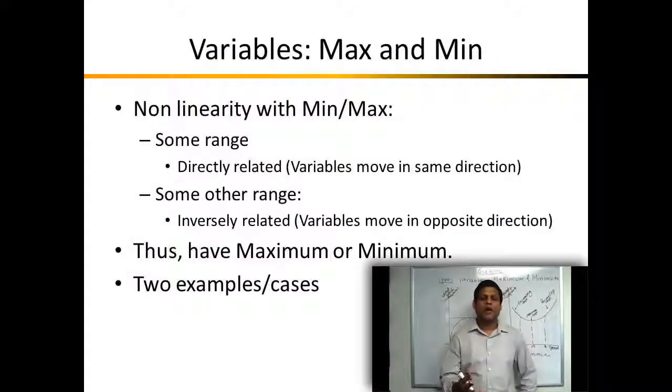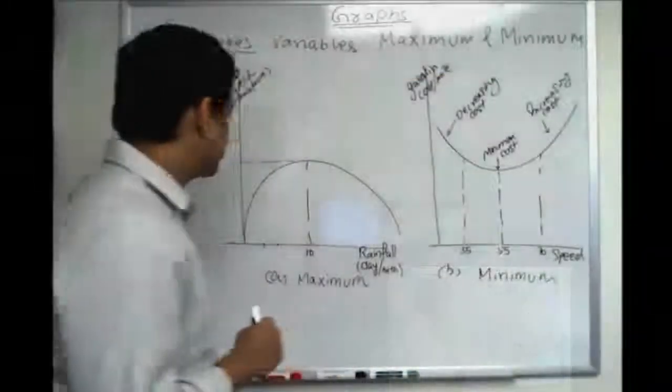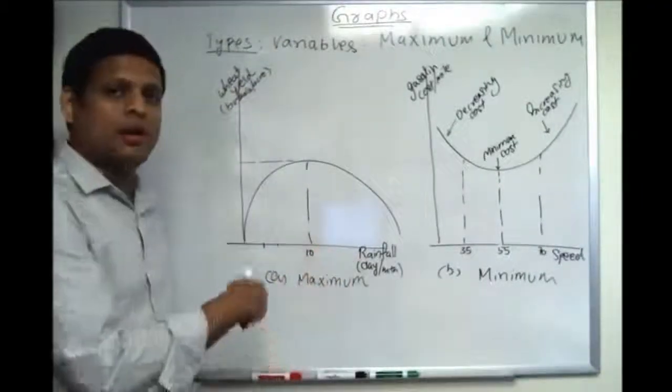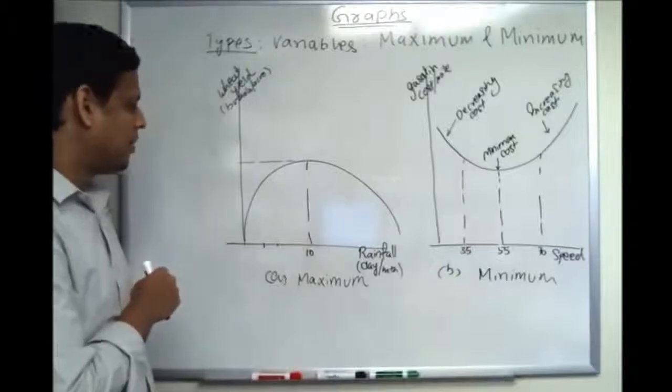Another case would be where variables will have a maximum or a minimum. So when variables have a maximum or a minimum, over a certain range the relationship is positive, and over a certain other range, the relationship could be negative. Let's consider two cases.